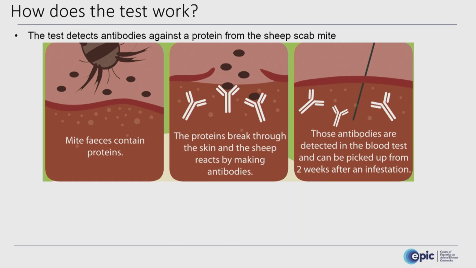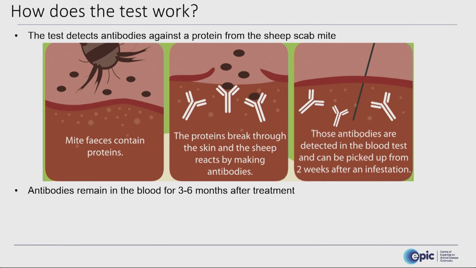The test works, I mean, it's pretty straightforward. The mites deposit fecal pellets. They contain all of the allergens that trigger the inflammatory reaction. The sheep develops antibodies against those. We pick up those antibodies. That's great, but those antibodies stay in circulation for 3 to 6 months after treatment, which does complicate things, as it does with any antibody test.